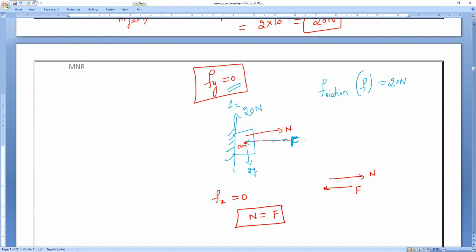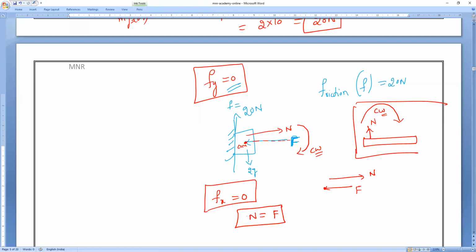Are you understanding? Now imagine the normal reaction is acting above the center of mass. Will the body turn clockwise or anti-clockwise, just like in the rod case? With the normal reaction acting here, it will turn clockwise. So this normal reaction acts in the clockwise direction. In Fx equals 0, the normal reaction is equal to the force. Normal reaction is equal to force.